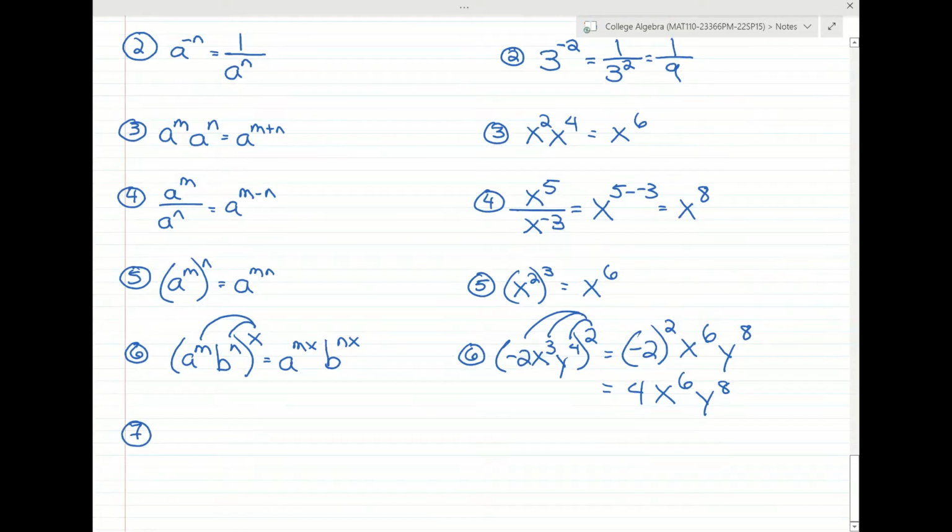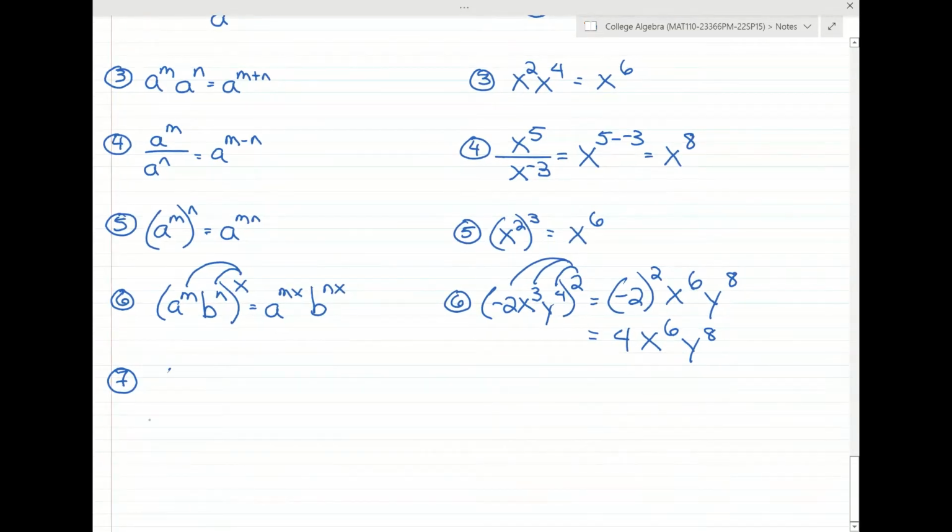Next one is power of a quotient. If you had a to the m divided by b to the n all to the x power, similar to what we just did, we distribute that to the exponents. It would be a to the mx over b to the nx.